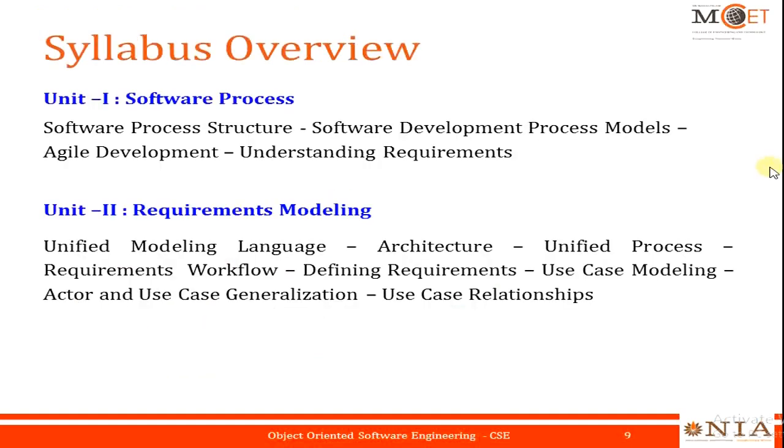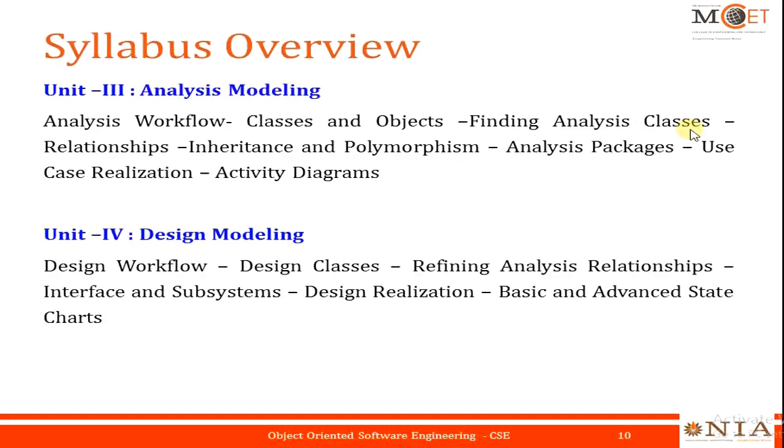Syllabus overview. Unit 1, software process. Software process explains what the software process structure is, the steps and various models available. And Unit 2 explains about the requirement modeling. It includes the use case relationship, use case modeling, everything. Unit 3, analysis modeling. It explains about the activity diagrams. And design modeling, Unit 4, explains the basic and advanced state chart diagrams as well as the interfaces.